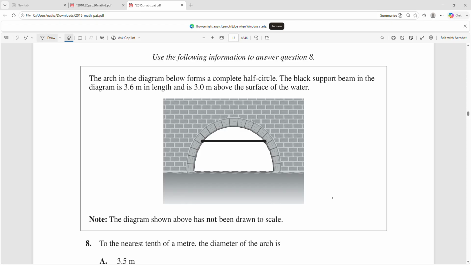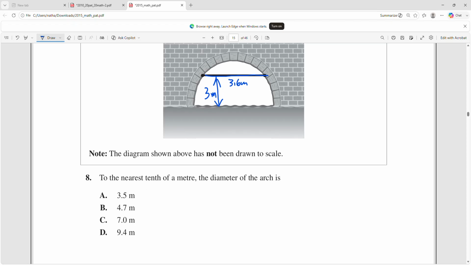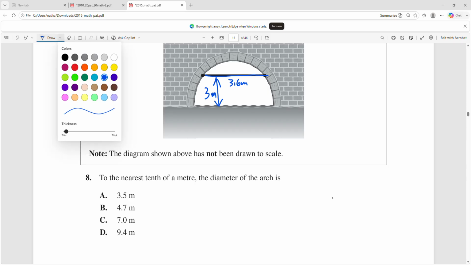So it says, the arch in the diagram below forms a complete half circle. Okay, that's a half circle there. The black support beam in the diagram is 3.6 meters in length, and it's 3 meters above the surface of the water. So from here to here is 3 meters, 3.0 above the water. Note the diagram has not been shown to scale. To the nearest tenth of a meter, the diameter of the arch is. So we want the diameter of the arch.